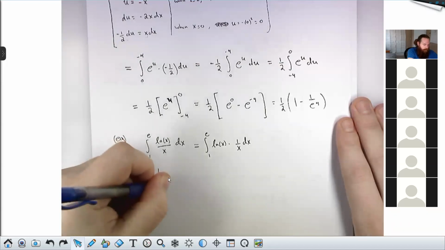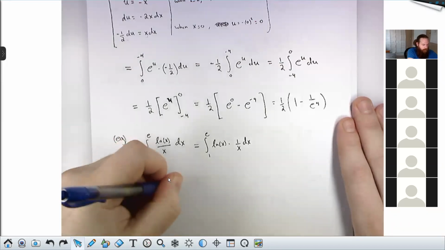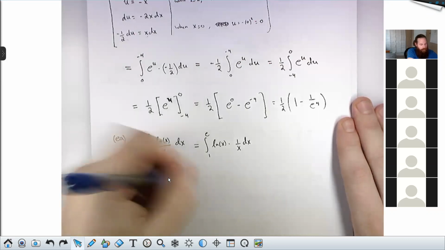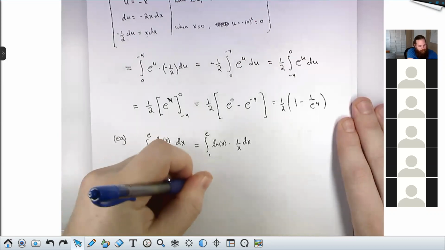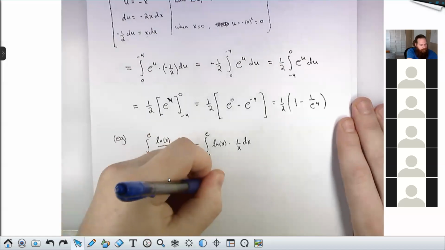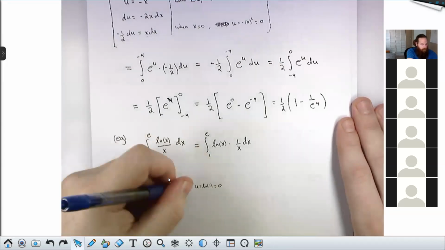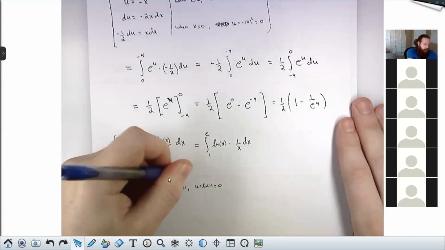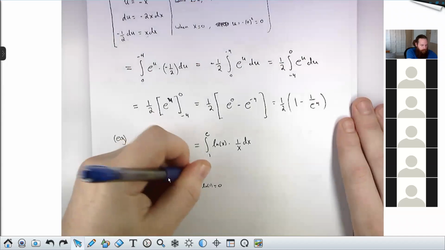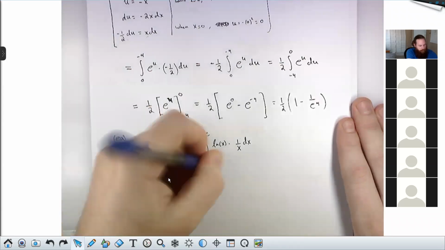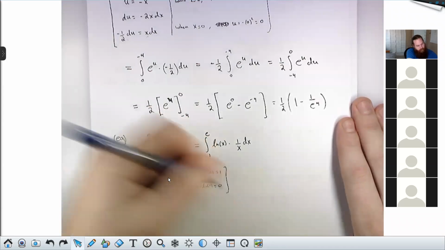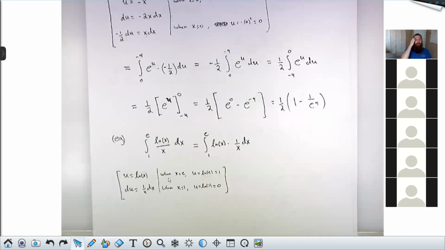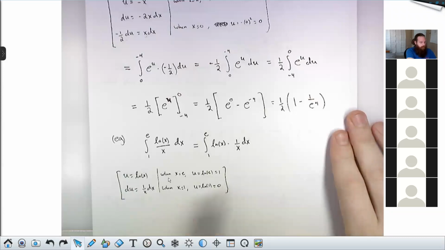And when x is equal to 1, u is equal to the natural log of 1, which is 0. And when x is equal to e, u is equal to the natural log of e, which is 1. So I've got my 1/x dx here, that's du. And what I've got here is just u.